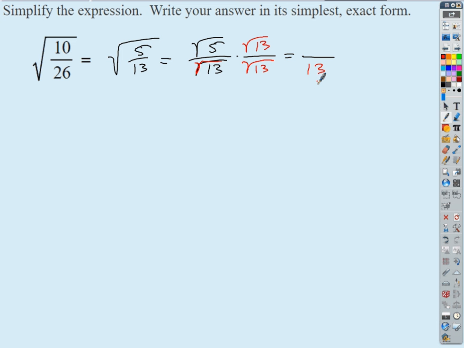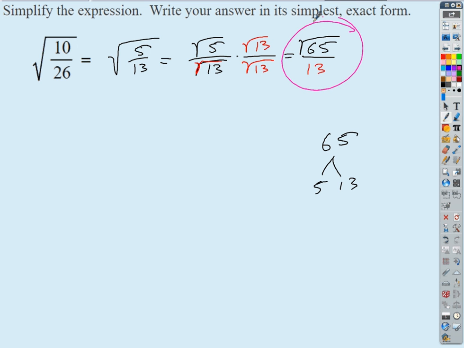On the top, I get the square root of 5 times the square root of 13, which is the square root of 5 times 13, which is 65. Could we simplify that? Well, no, we can't, because if I make a factor tree, what are the products that make 65? 5 times 13. The only factors of 65 are 5 and 13, both prime. So there's no couples. We're stuck with that then. So in this case, that's our answer, right?